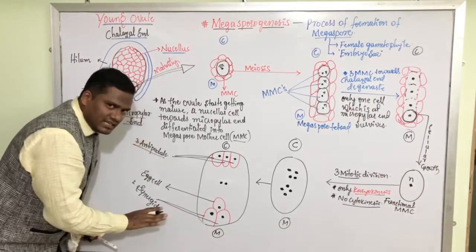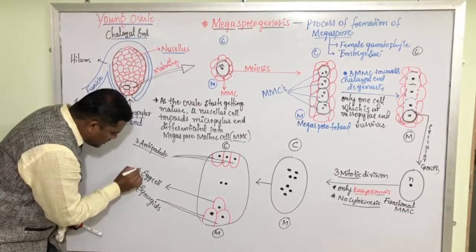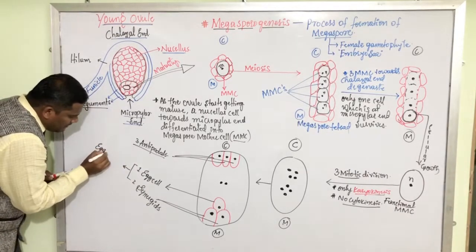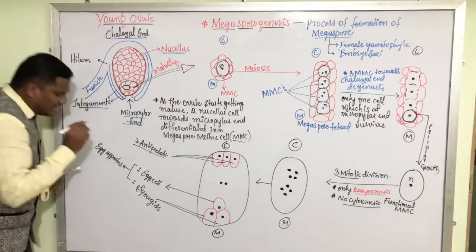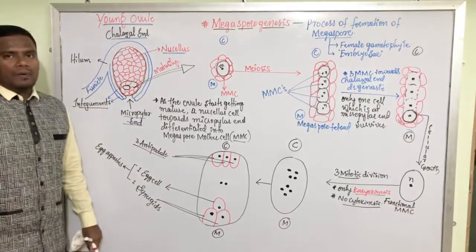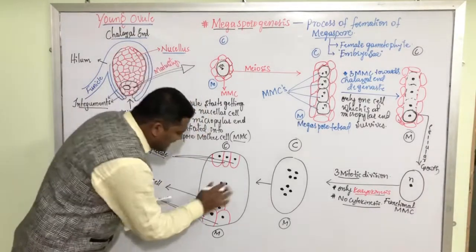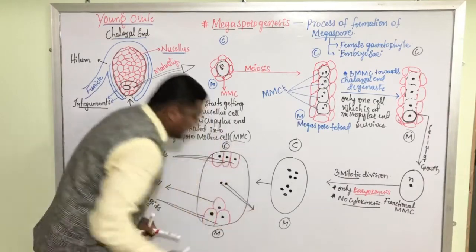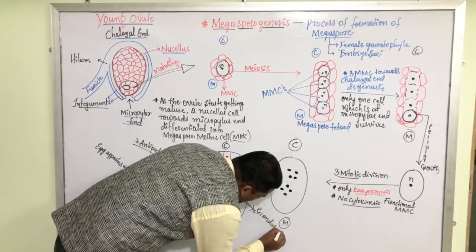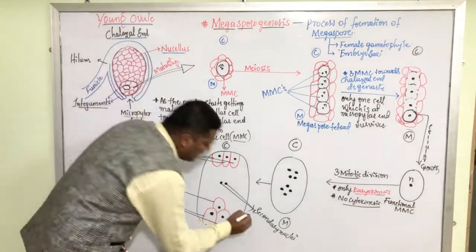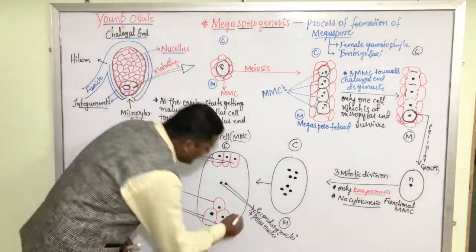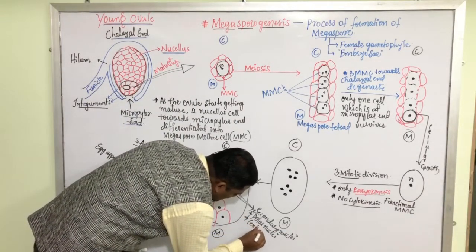Towards micropylar end, there are 3 cells. Out of 3 cells, 2 are synergids. 1 is egg cell. Together, these 3 are termed as egg apparatus. Egg apparatus means 2 synergids and 1 egg cell towards the micropylar end. And at the center of this cell, there are 2 nuclei located. They are called as secondary nuclei, or they are also called as polar nuclei, or they are also called as central cell.